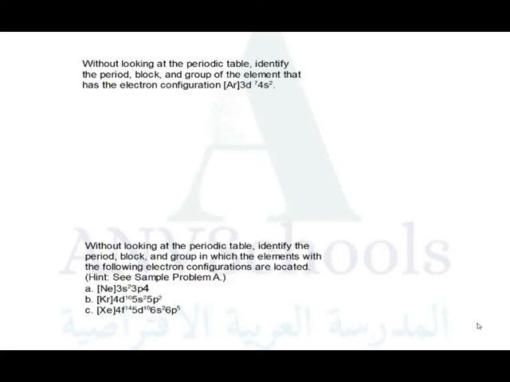So, the continuation of the previous lesson. If we remember, we adjourned our discussion on locating elements according to their electron configuration. We have seen locating elements in the s block and p block. So let's see how these elements are assigned. Without looking at the periodic table, identify the period, block, and group of the element that has this electron configuration.